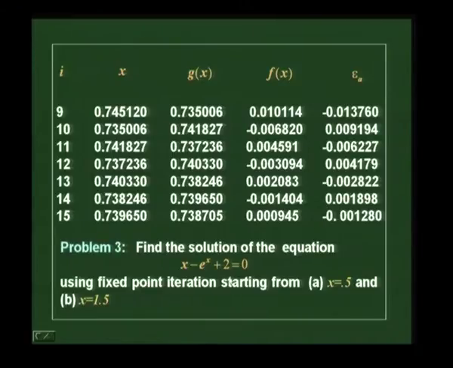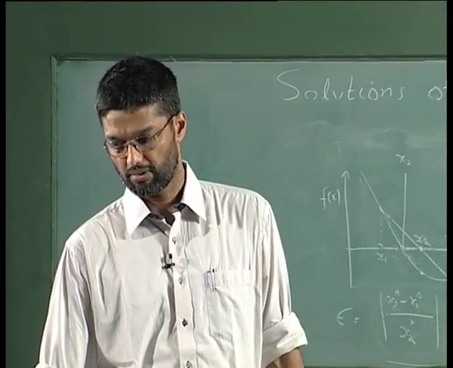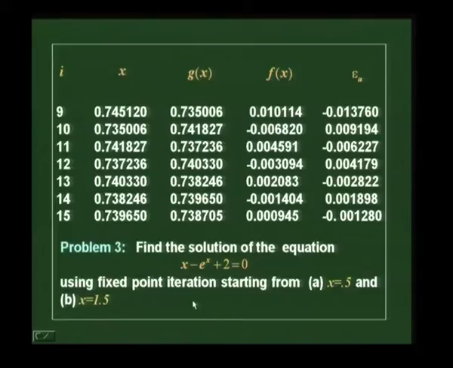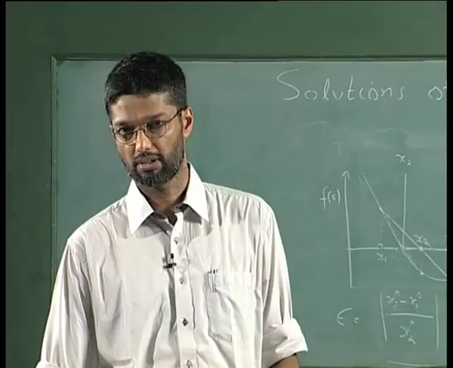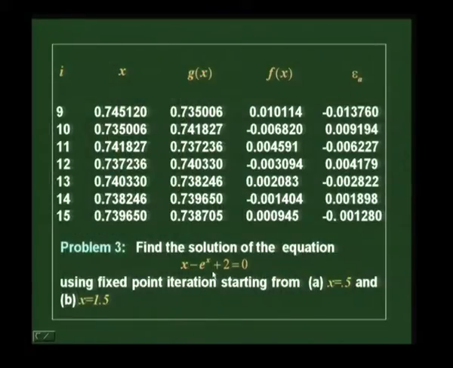There's one more problem, which would be to find the root of the equation x minus e to the power of x plus 2 equal to 0. You could do this problem with all the three methods which we have looked at so far: the bisection method, the method of false position, and the fixed point iteration. So you could do this problem with all the three methods.